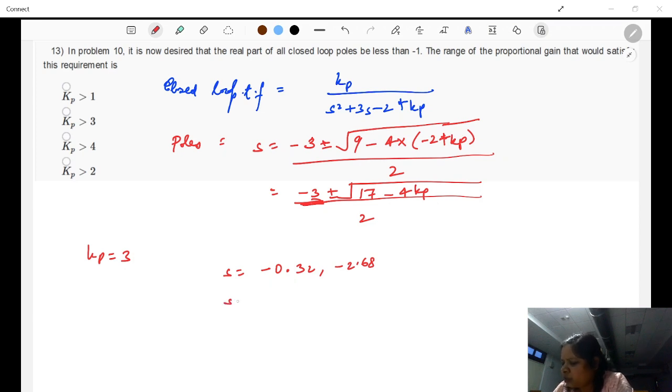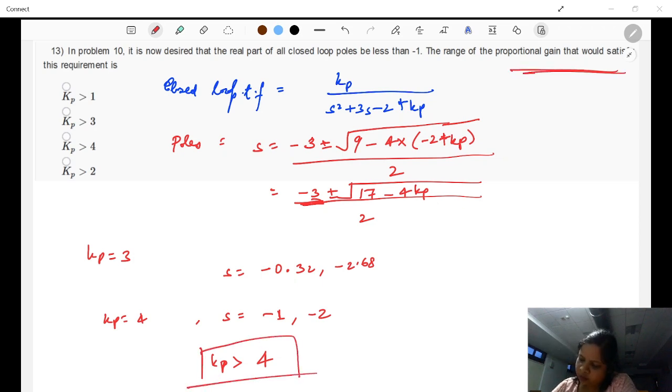So let's check for kp is equal to 4, because when you check for kp is equal to 4, it would help you to shrink it down. When you do this, you'll get s is equal to minus 1 and s is equal to minus 2. Okay, so what we need is kp should always be greater than 4 to satisfy this. So you can check this from the options. It is an easier way as compared to solving this as a derivation and then finding out what the condition on kp is. So this is a relatively easier method.